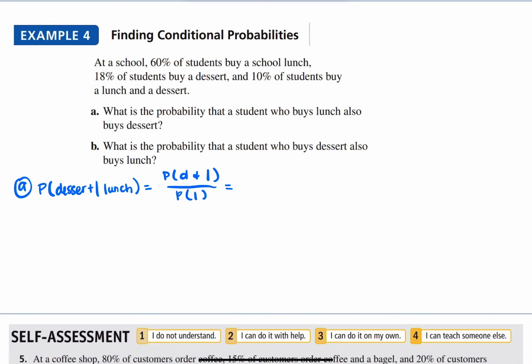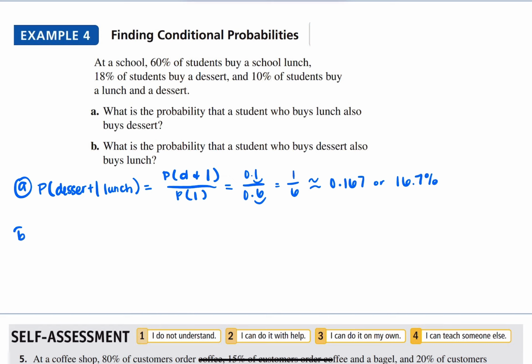So lunch and dessert, 10%. We're going to rewrite that as a decimal, 0.1. Okay, probability that they bought a lunch, that's 60%, write that as a decimal, 0.6. Simplify those, so move your decimal place over one time on both, 1 over 6. Or write it as a decimal, 0.167, or as a percent, about 16.7%.